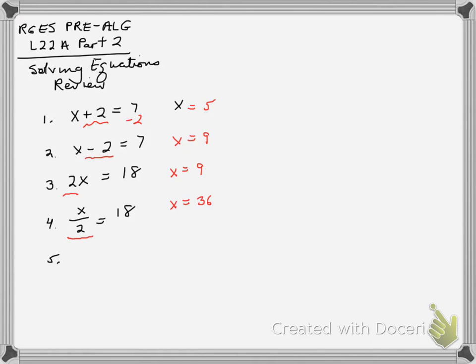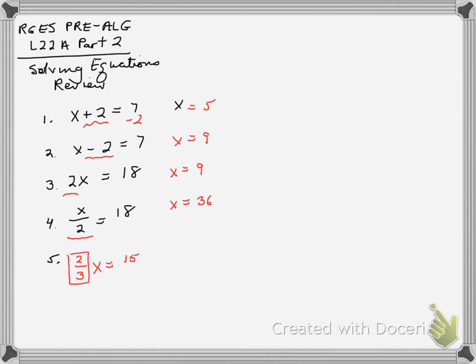The next example would be if I had a fraction with both the numerator and the denominator. Let's say I have 2/3 x equals 15. Why don't we do it that way? Okay.